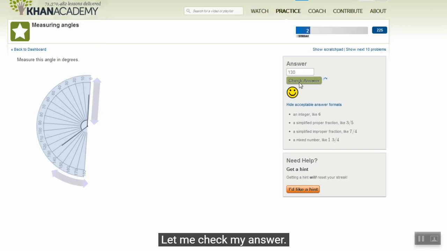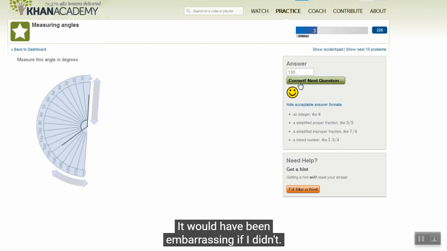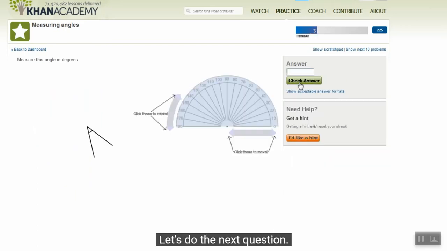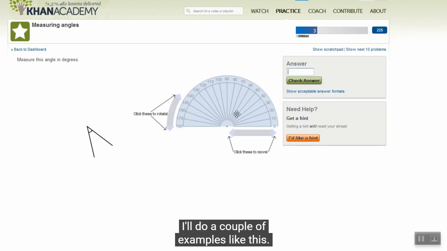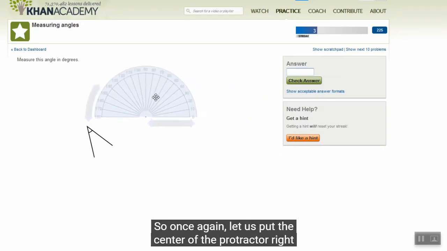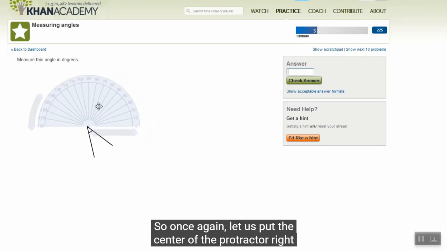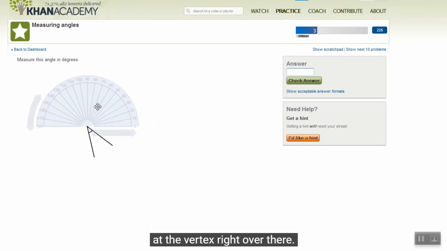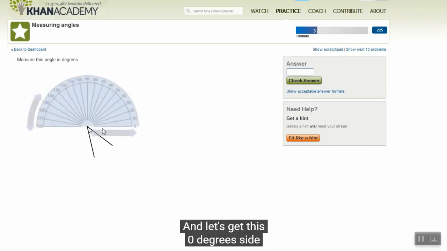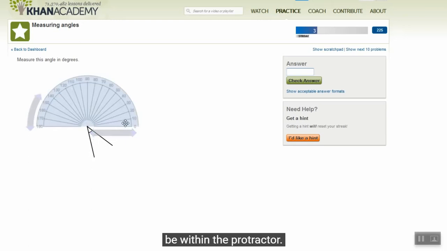Let me check my answer. Very good, I got it right. It would have been embarrassing if I didn't. Let's do the next question. I'll do a couple of examples like this. So once again, let us put the center of the protractor right at the vertex right over there. And let's get this 0 degree side to be on one of these sides so that this angle will be within the protractor.